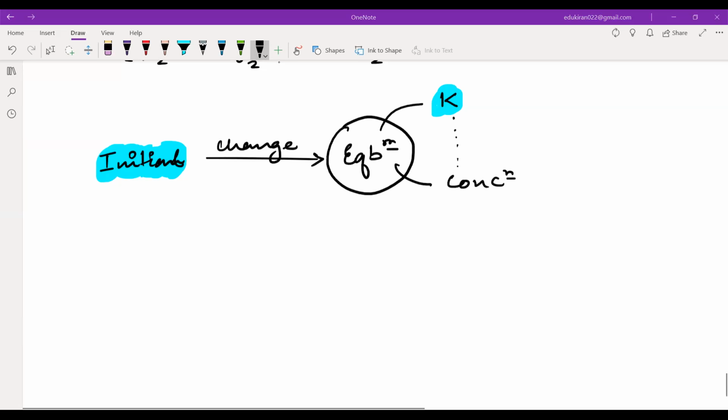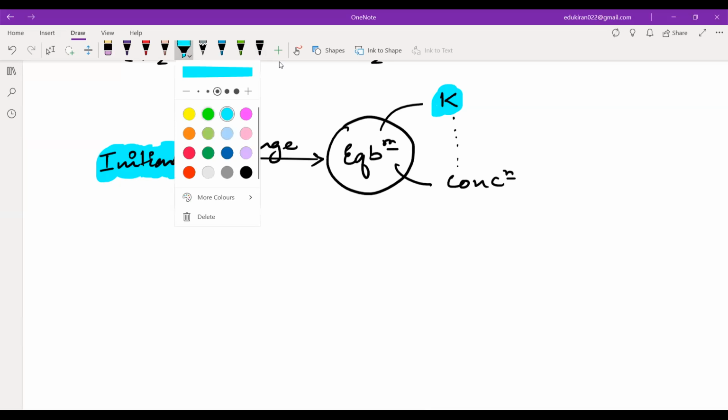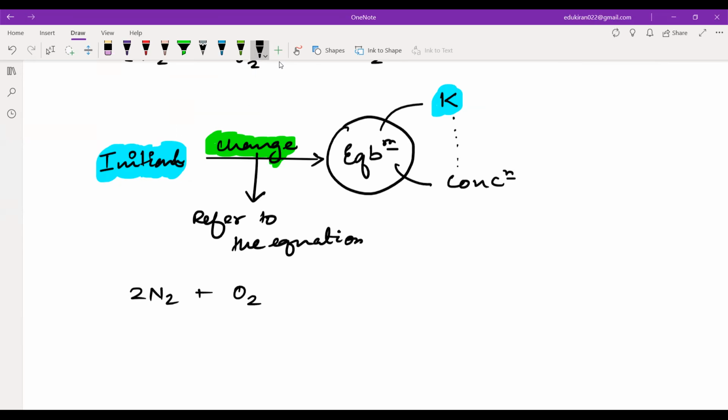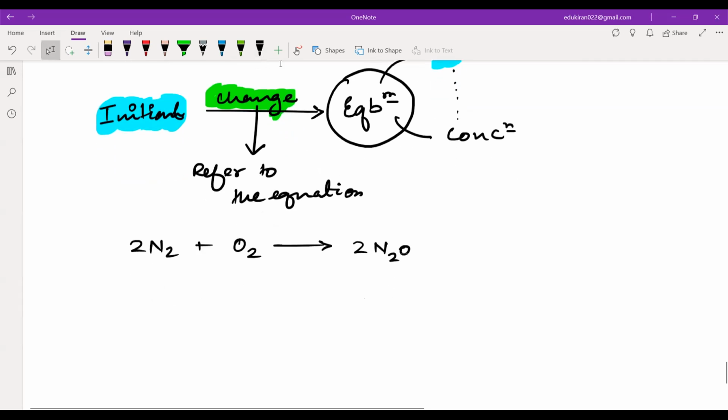Now there is one thing that is missing. The major block that is missing is the change. The change is missing. How much has been reacted? Okay. Now for change, you will always refer to the equation. Refer to the equation. So what is the equation here? Not the initial concentration, not the equilibrium constant, not the equilibrium concentration. For the change, you will just refer to the equation N2 plus O2. It is giving me 2N2O.